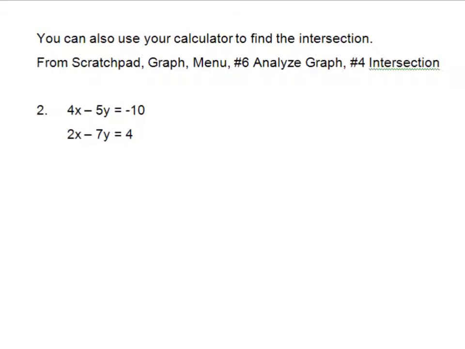Okay, next example. Kind of hard for me to show you because you need a calculator. So in your notes, you're going to find how to plug in your two functions and find your intersection point on the calculator. If you need help with that, come see me and I can show you. But pretty much from when you turn the calculator on, this is what you're going to do. You're going to go to Scratchpad and then Graph and then Menu, and you can read the rest.